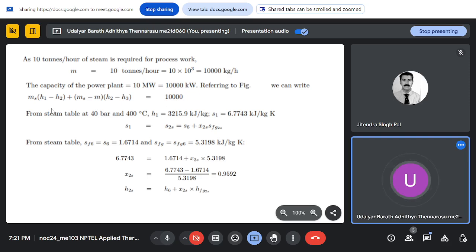So here we can estimate the enthalpies at each of the states. So inlet enthalpy H1 is at state 40 bar and 400 degrees Celsius. So that comes out to be 3215.9 kilojoule per kg, and the entropy is 6.7743. So using this entropy we can estimate state 2s.